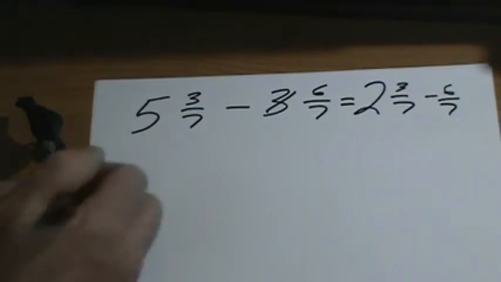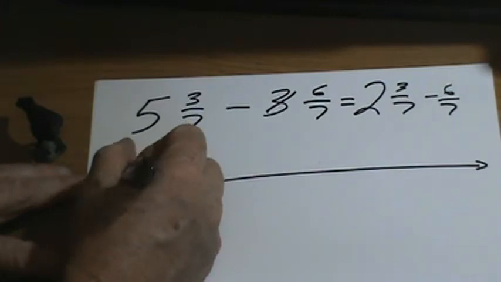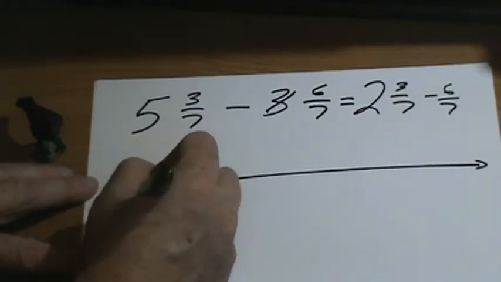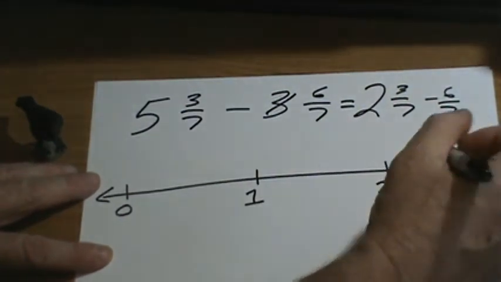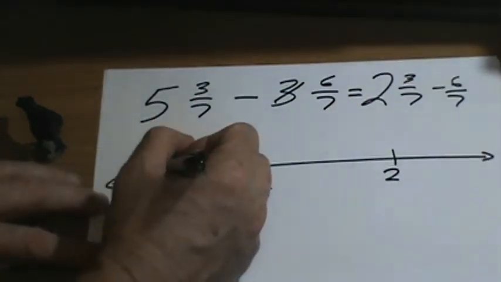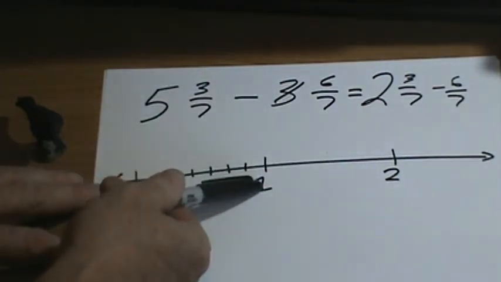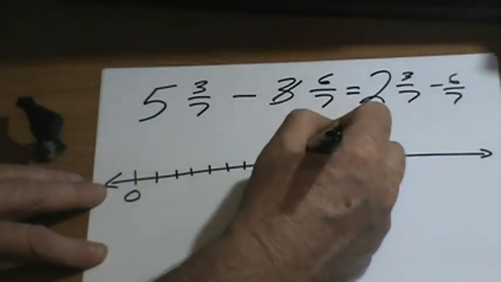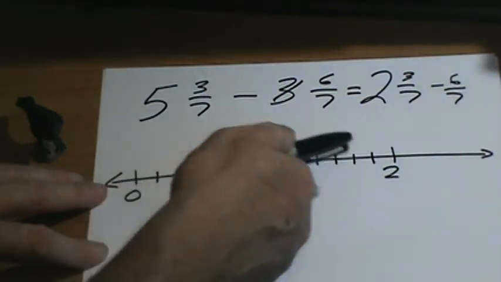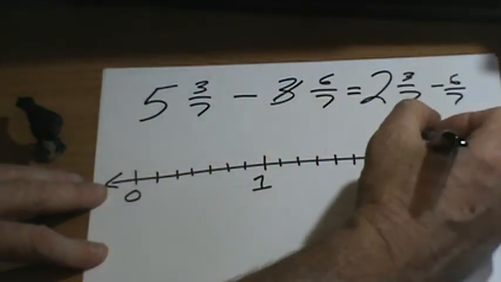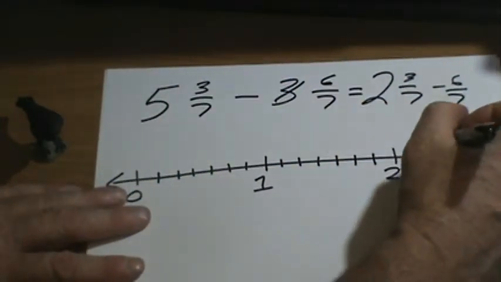Let's go to ye old number line. I'm going to take 2 3/7 minus 6/7. And let's start at 0, just so we get a big picture, okay? And 1 and 2, and let's break this into sevenths. 1/7, 2/7, 3/7, 4/7, 5/7, 6/7, 7/7 are 1 whole. 1 1/7, 1 2/7, 1 3/7, 1 4/7, 1 5/7, 1 6/7, 1 7/7 are 2. 2 1/7, 2 2/7, 2 3/7.